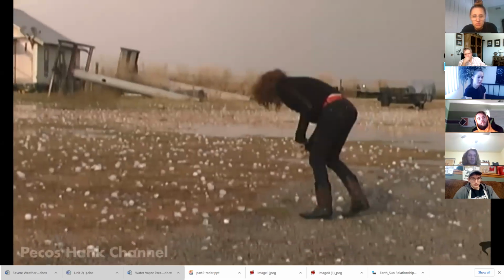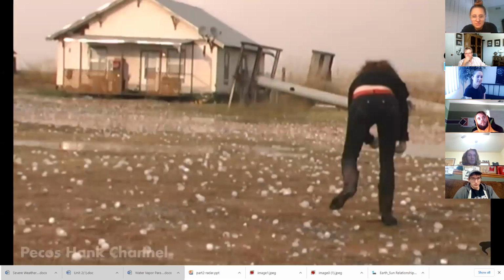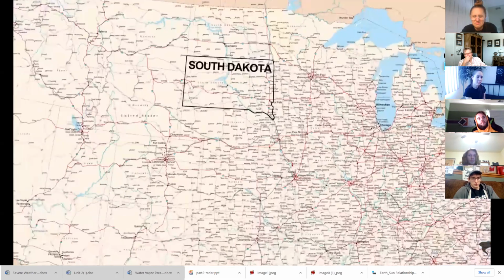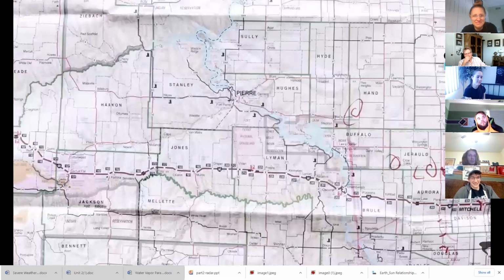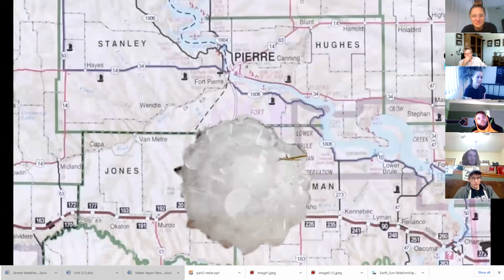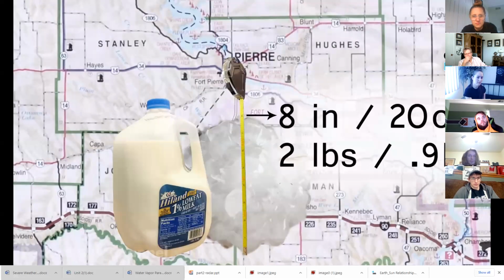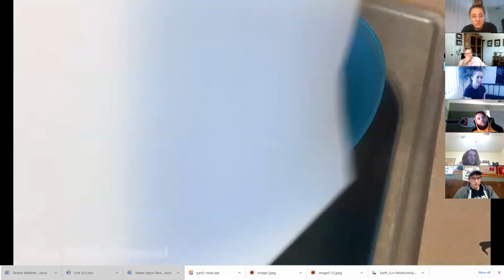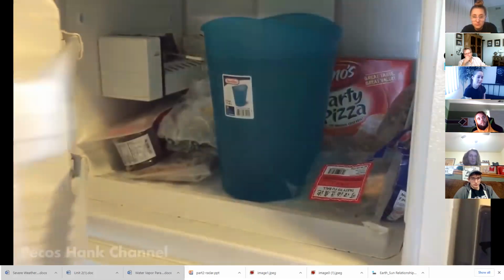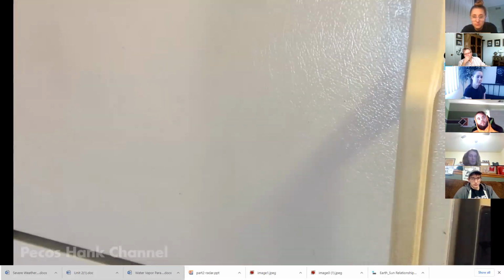When photographing hail, you need a size reference that people can relate to, like a coin, a hand, or Barbie's head. The largest hailstone officially measured landed in Vivian, South Dakota, July 23rd, 2010. It was 8 inches across and weighed almost 2 pounds. I want to know what an 8-inch hailstone would look and feel like, so I'm making an artificial one in my freezer right now. It's almost ready to pull out and smash into something.